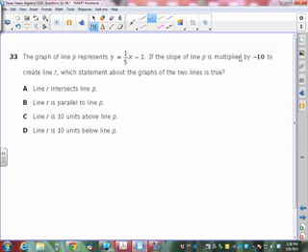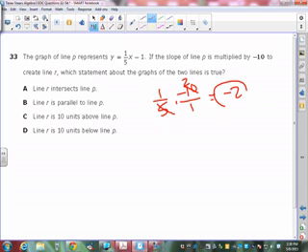This one, if the slope is multiplied by -10, so you have 1/5 times -10. 5 goes into 10 twice, we get -2/1 or -2. And we know that those two lines will intersect. The slopes are not the same, so they will intersect. No way they can be parallel, the slopes are not the same.